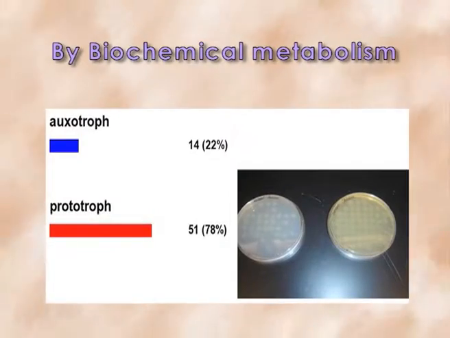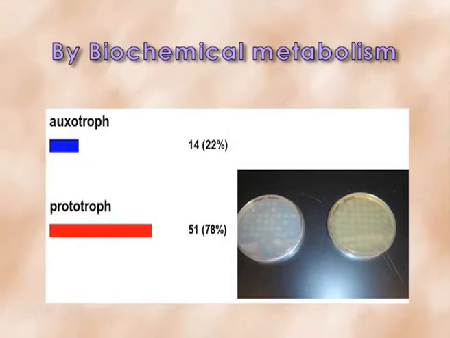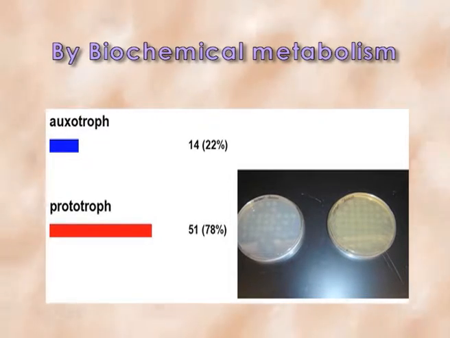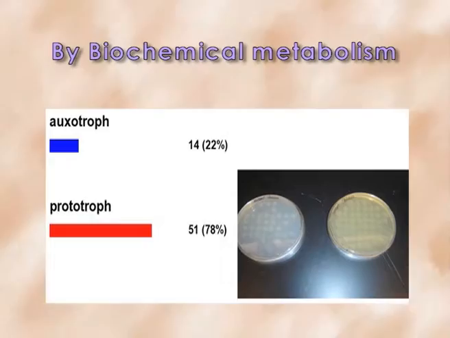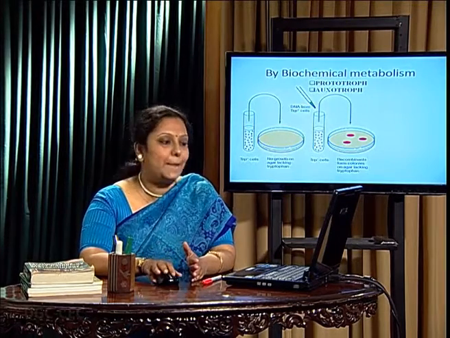By biochemical mutation, that I have already told you, in case of prototrophs, the enzymes are okay. So they are able to produce the metabolite, so they are able to grow in the minimal media containing normal carbon and nitrogen source. But in case of auxotrophs, they are unable to synthesize a particular metabolite because the mutation happens in one of the enzymes in that particular pathway. So the organism must survive in supplemented media.